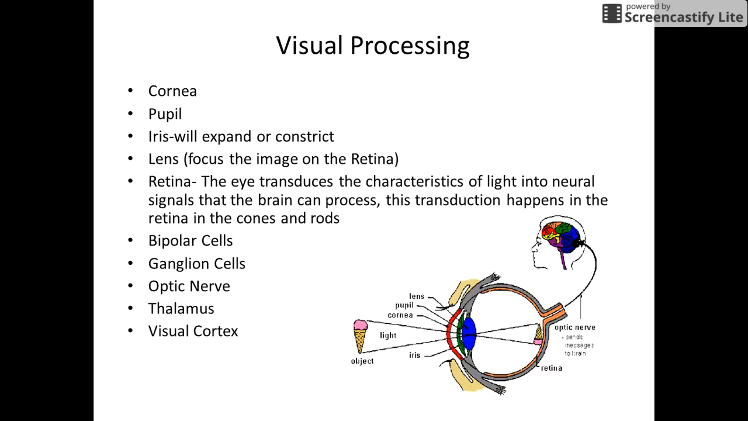So again, this is a good area to jot down the visual processing. It goes from the cornea to the pupil to the iris, which will either expand or constrict. The lens helps focus it on the retina. The retina is where the eye transduces the characteristics of light into neural signals that the brain can process. This is transduction. It happens in the retina, in the rods and cones. It then goes to the bipolar cells, to the ganglion cells, to the optic nerve, all the way to the thalamus, and then to the visual cortex. So again, make sure you have this memorized and written down in your notes.